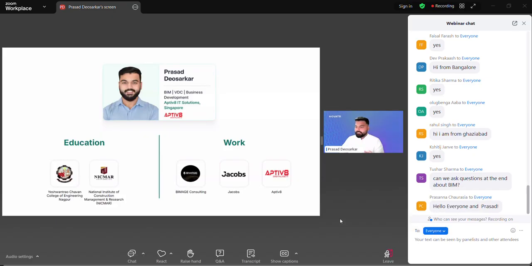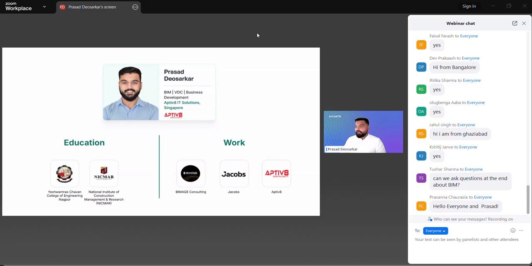Right. So, just let me give you a brief about myself. My name is Prasad Deosarkar. You can find me on LinkedIn with the same name. I studied civil engineering. After civil engineering, I completed my post graduation in construction management from NICMAR Pune. And right after my construction management, I joined a startup firm in my hometown, Nagpur. Its name was Structures Private Limited. So, where we got an opportunity to work on various different kinds of infrastructure projects, residential projects, commercial projects in Singapore as well as in Dubai. So, I was the lead coordinator back then.